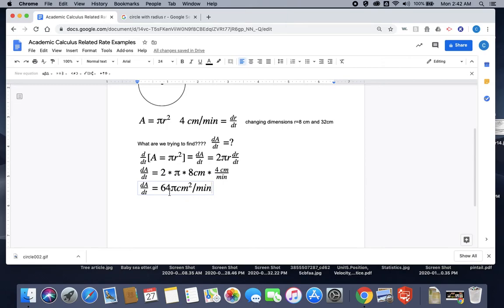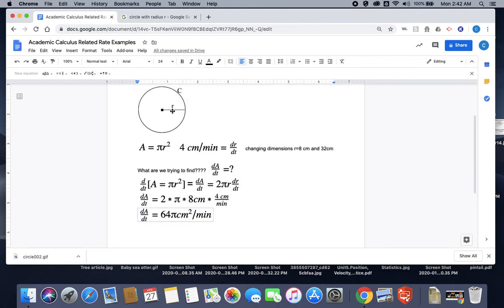That makes sense to us because we're looking at a rate of change of area. When we had a rate of change of radius, radius is a linear dimension, so we had 4 centimeters per minute. Now we're looking at a rate of change of area. Area is a square unit, so we need to have square dimensions on this. One of the things I like to do is plug in the units with my values so that I remember 8 centimeters times 4 centimeters gives me centimeters squared per minute to get the final answer.